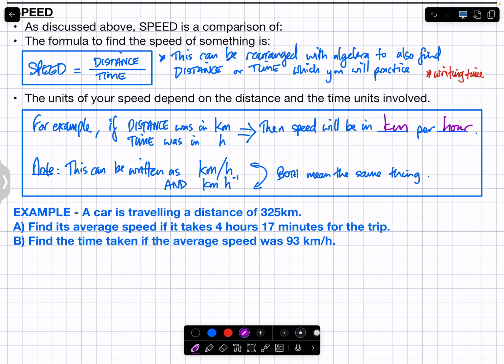Anyone here do athletics? When you run, they're not going to measure in kilometers per hour. You don't run far enough. They'll probably measure in meters per second. It just depends on what measurements you're going to do. They're not going to measure 100 meters in kilometers. They're going to say, I ran 100 meters in 10 seconds. So your speed is going to be in meters per second, not kilometers an hour.